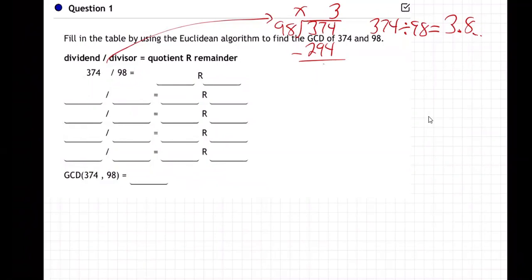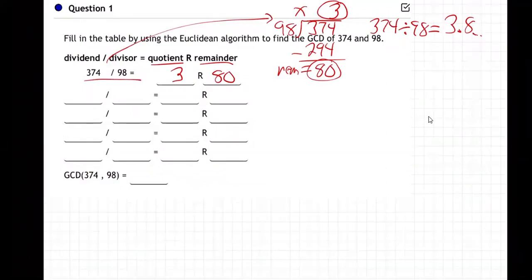And I'm getting 80. So that's the remainder, isn't it? When I divided 98 into 374, it went in 3 times, remainder 80. So the quotient is 3, the remainder was 80. 374 divided by 98 equals 3, remainder 80. That's the answer. Is that making sense on the first line?